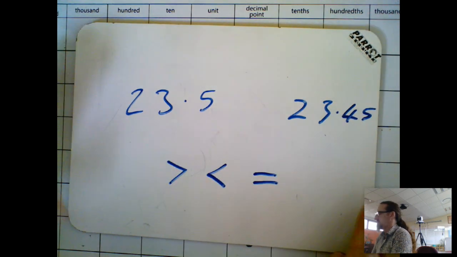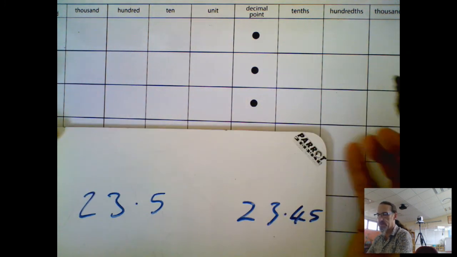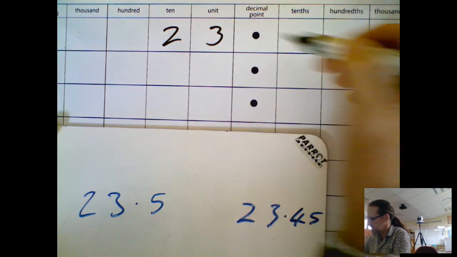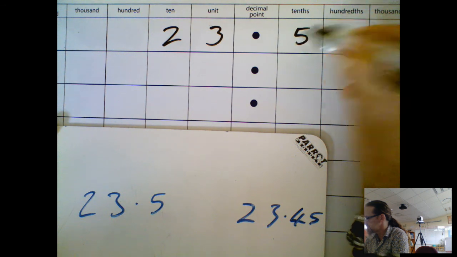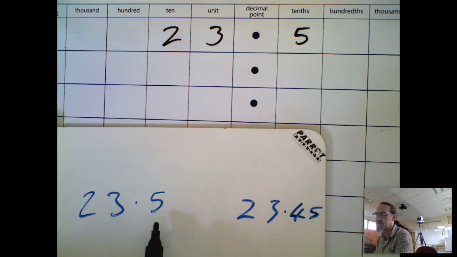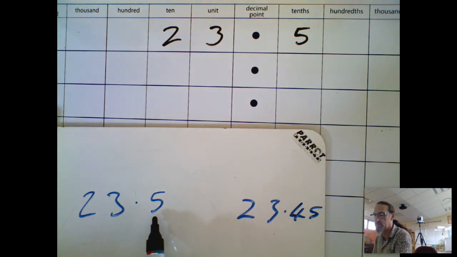Okay, so let's have a look at this. If we've got the 23.5, we will write it as 2 tens, 3 ones, and 5 tenths. Okay, now over here we've got 23.45. Is this 45? And this is 5. And this is where the confusion comes along. This is a misconception. We've got a 5 here, and a 4 and a 5 here. Is this number 45? Is this number 5? Some people think that 45 is way bigger than 5, right?